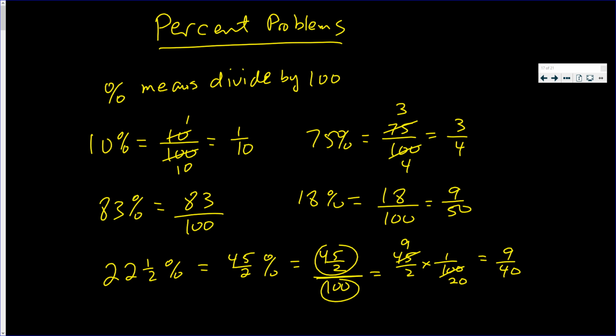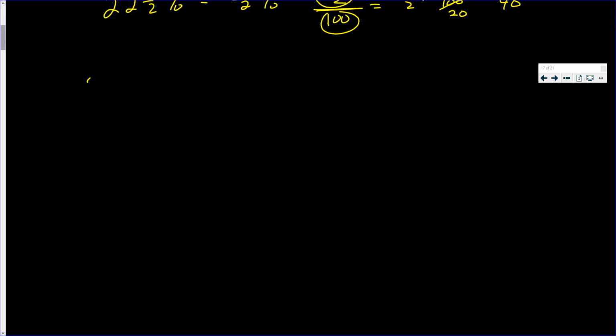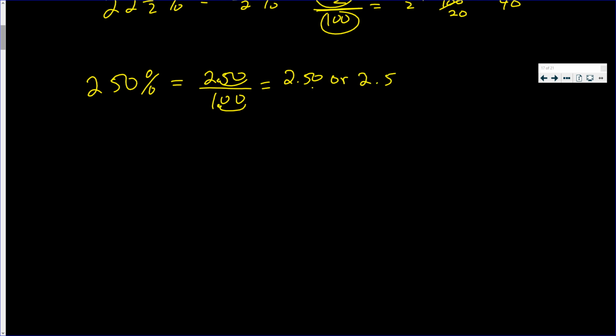Okay. Suppose we wanted 250%. Now 100% is 1. So you would assume 250% will be more than 1. It's 250 divided by 100. Oh, I love dividing by 100. Move the decimal over 2 places. You get 2.50 over 1, or just 2.5. That 0 is not necessary.